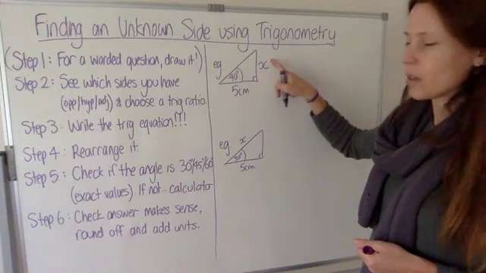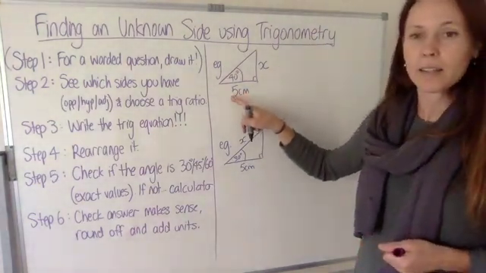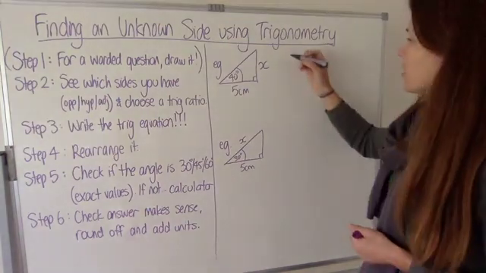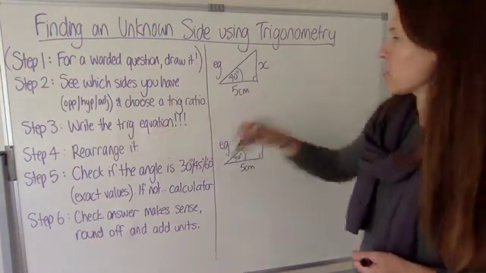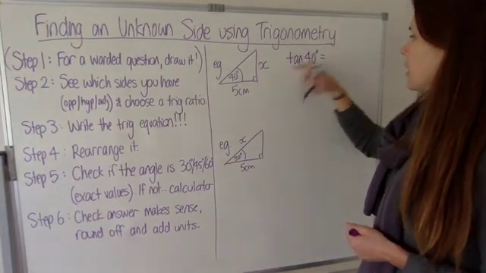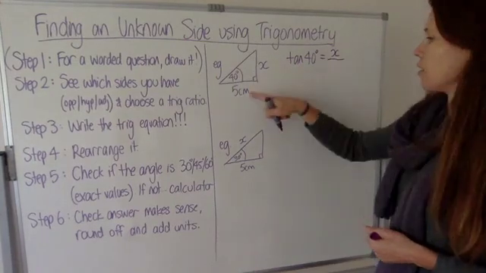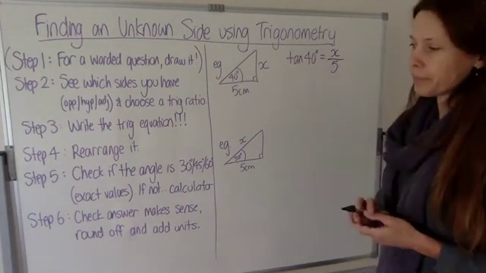X is the opposite side and 5 is the adjacent side. Opposite over adjacent, that's TOA in our SOH CAH TOA. So we need tan. So when we write the trig equation, we write tan of 40 degrees equals opposite x over adjacent, which is 5.